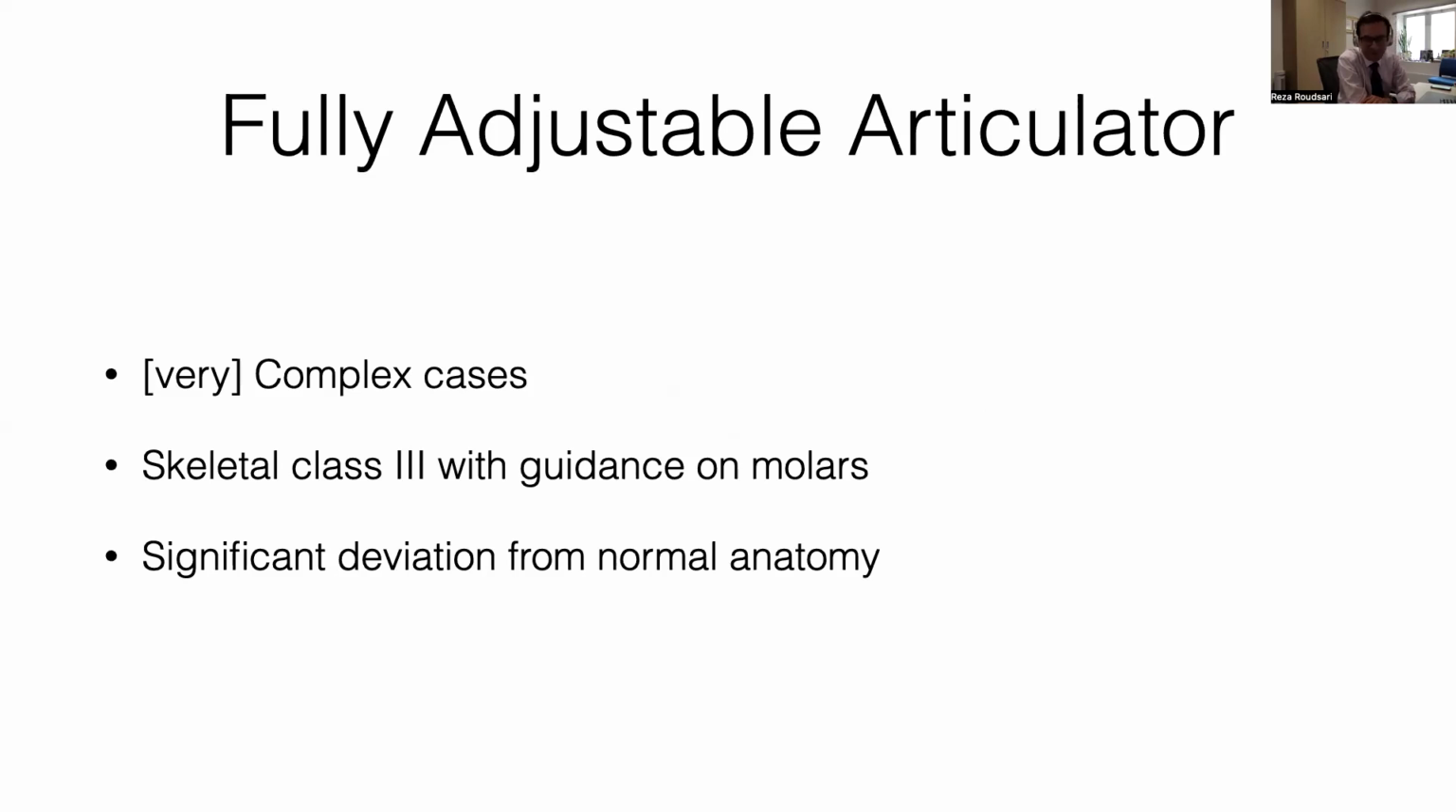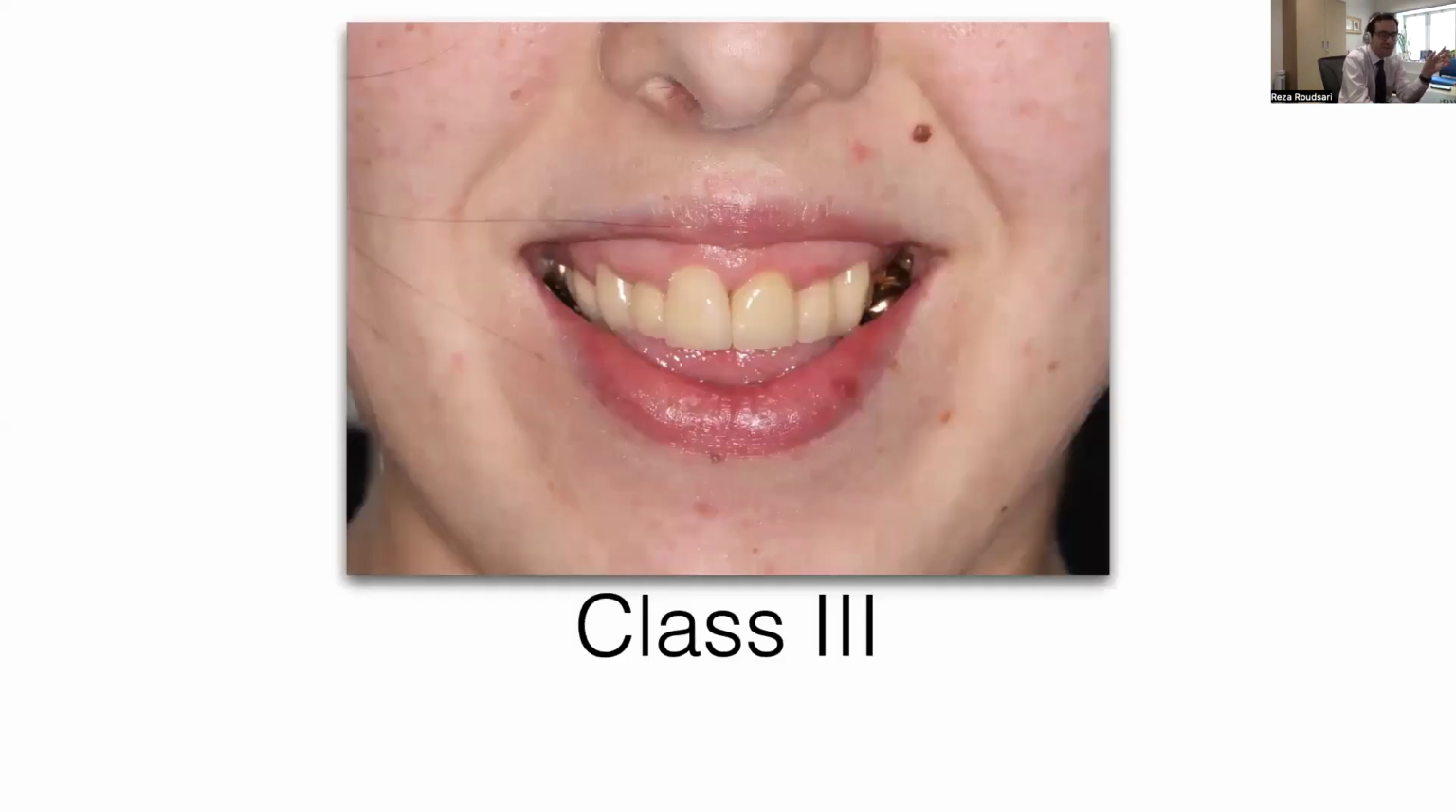For you guys, it's probably very complex cases. For example, patients who are severe class 3 and the guidance is purely on their 7s or 8s, if that makes sense, or they do have significant deviation from the normal anatomy. For example, this was a patient of mine who came in, had a number of indirect restorations done in her maxilla, and then I had to restore her mandible, and the patient had dentinogenesis imperfecta.